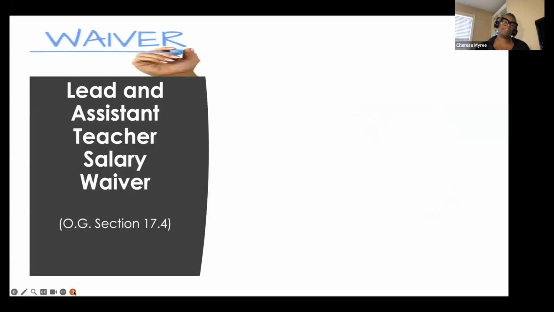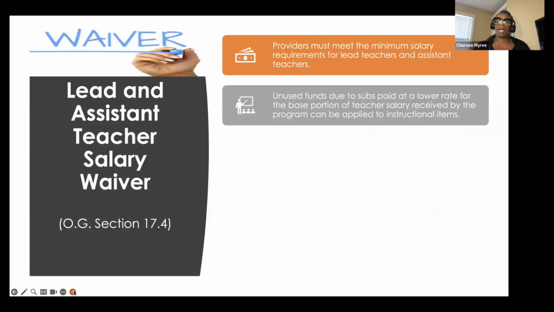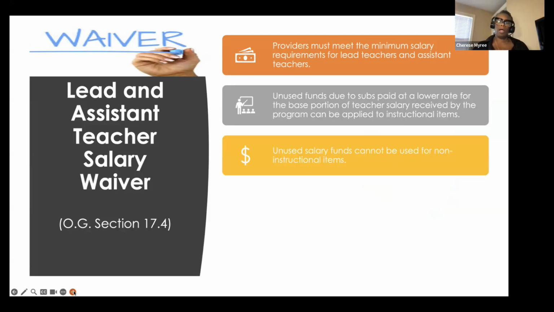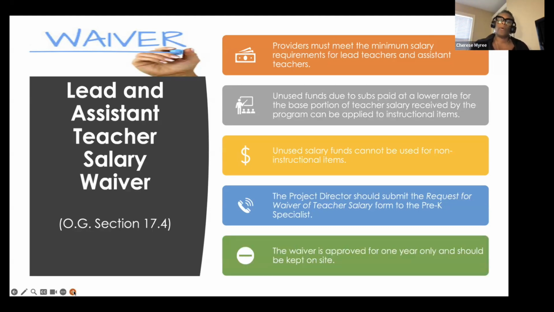So there may be some waivers associated with lead and assistant teacher salary. You want to make sure that you meet all the minimum salary requirements. If there are any instances where there are unused funds for subs paid at a lower rate, you can discuss that with your specialist. But you cannot use any unused salary funds for instructional items. And the pre-K director should submit a request for a waiver if that applies to your organization to your specialist, and you want to make sure you keep that waiver on file if you are granted approval.